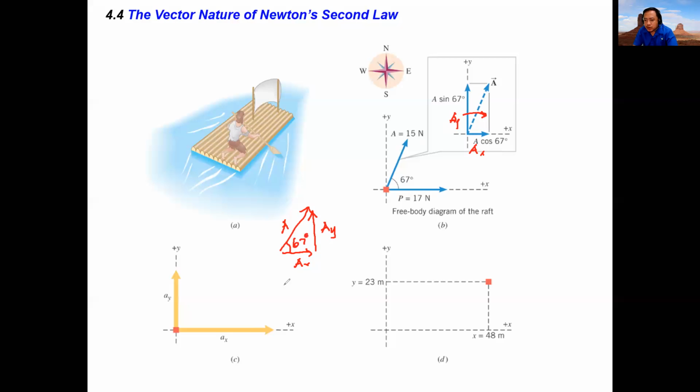Therefore, if you want to get the AX, cosine 67 degrees equals AX over hypotenuse. The hypotenuse is A. So if you want to solve for this AX, AX is equal to A cosine 67 degrees.